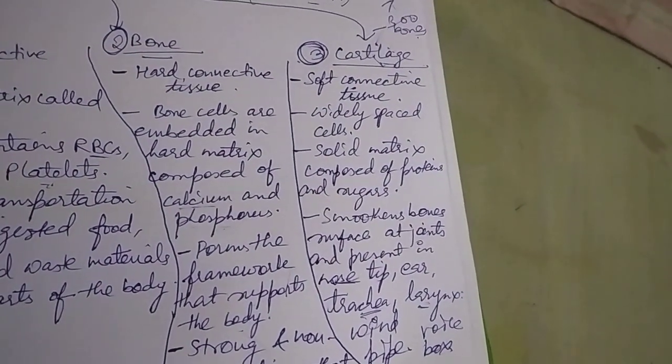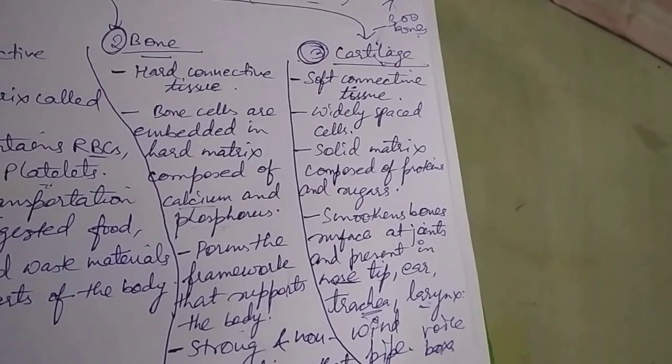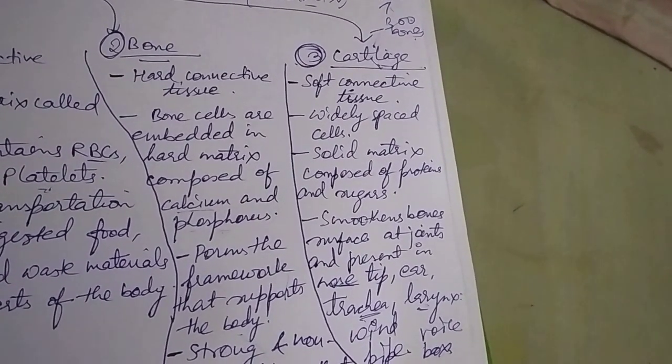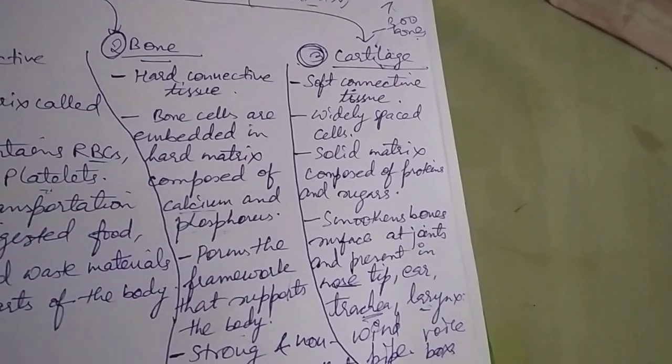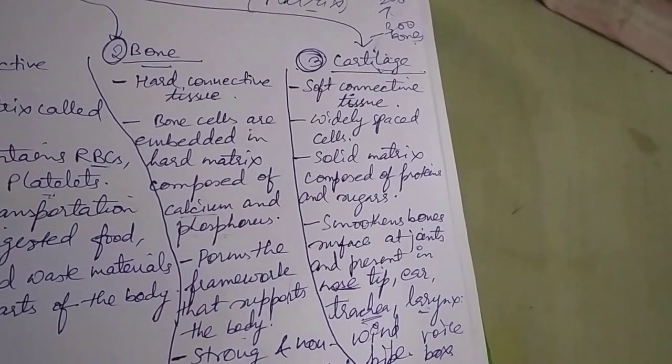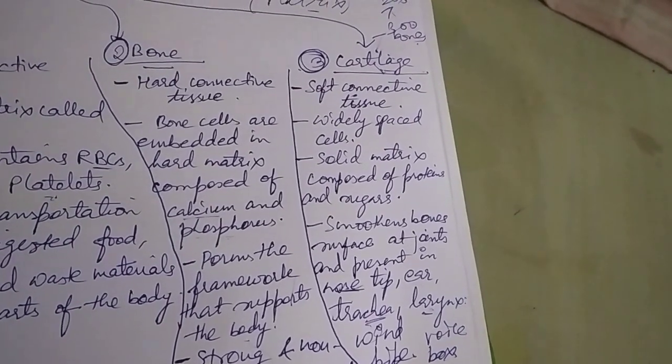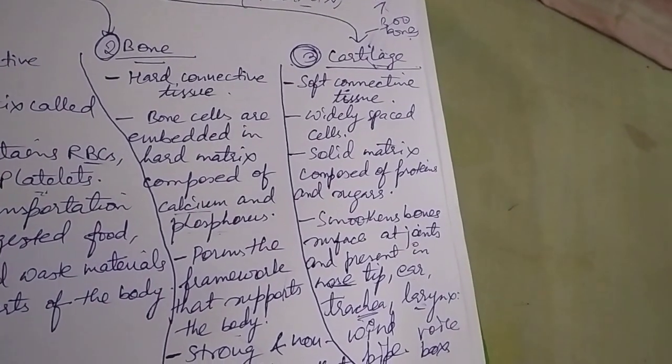So cartilage is the third type of connective tissue, which is a soft connective tissue because the cells are widely placed and the cells have a matrix of sugars and proteins. They are generally present in the nose tip, ear tip, trachea, larynx, and also at the joints.